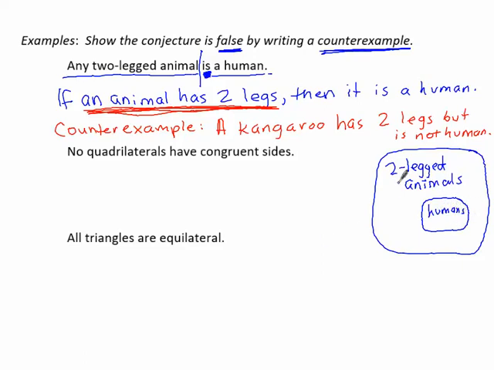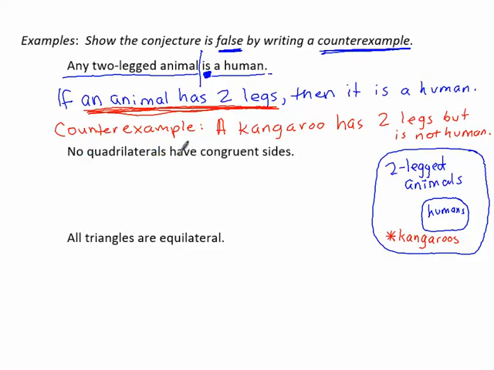But can we think of other two-legged animals? Of course we can. Remember I said kangaroos? Kangaroos are two-legged, but they are not humans. So kangaroo is a counterexample. If you can find something that's in this group of the hypothesis, but not in this group of the conclusion, then you've found a counterexample. Let's take a look at another one.